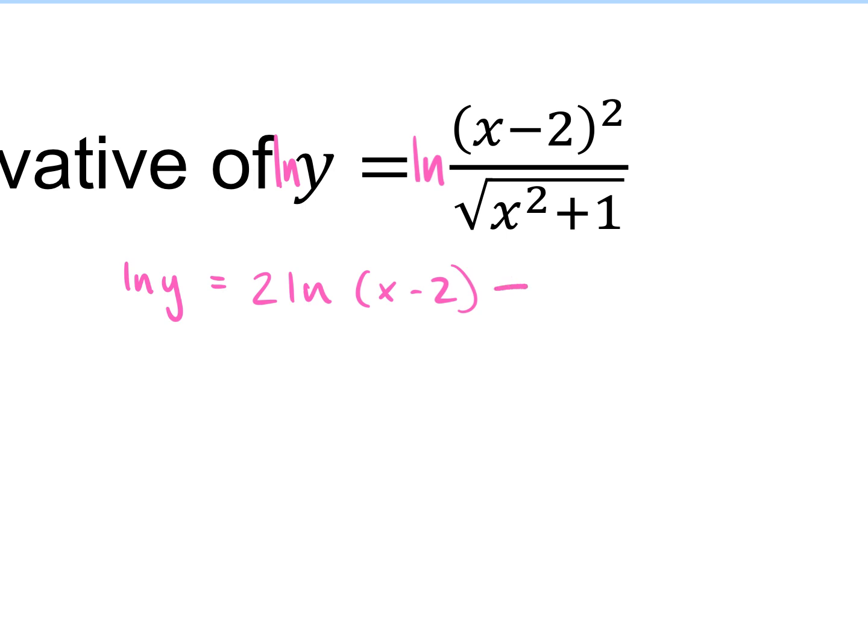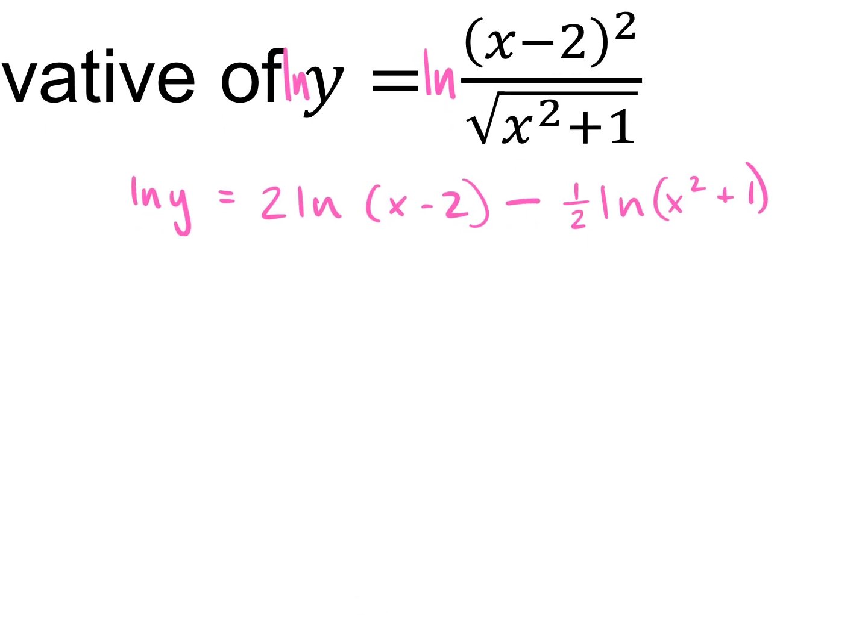Subtraction. So minus 1/2 times the ln of x squared plus 1. So I kind of did a lot of steps in one there, but do we understand how we got this? Perfect. Now let's take the derivative of both sides. What's the derivative of the ln of y? Y prime over 1, perfect. Y prime over y.